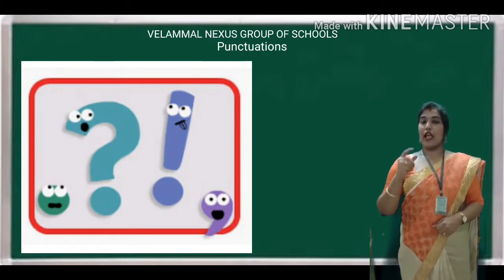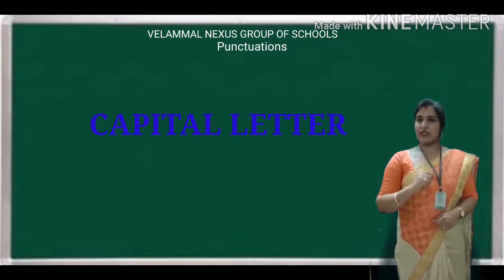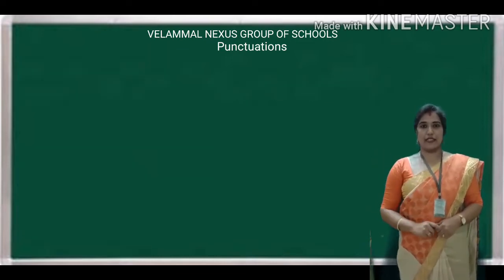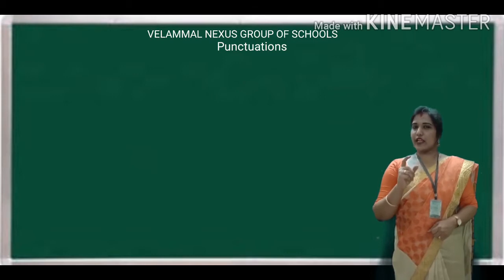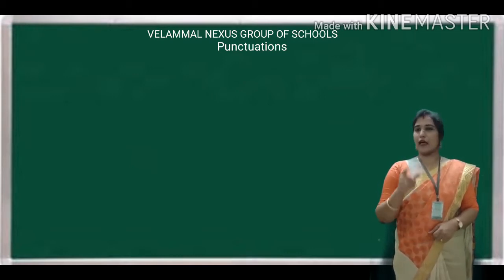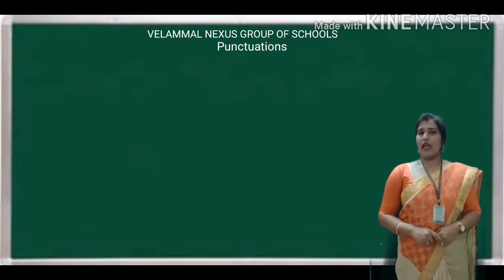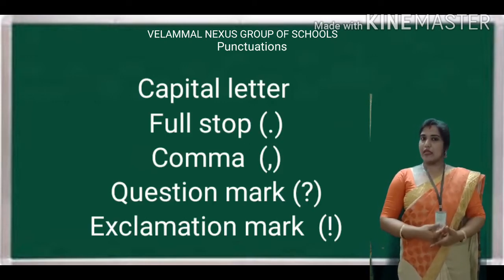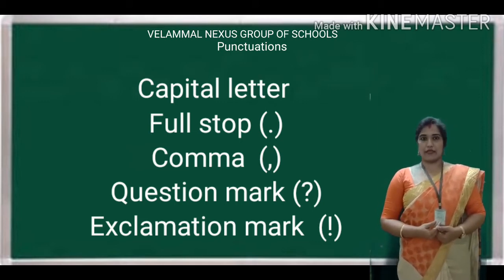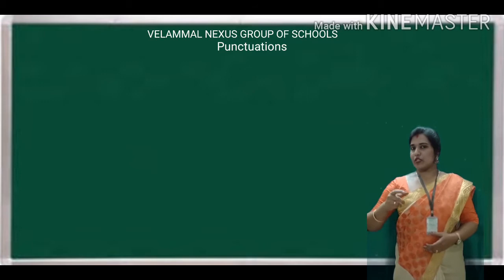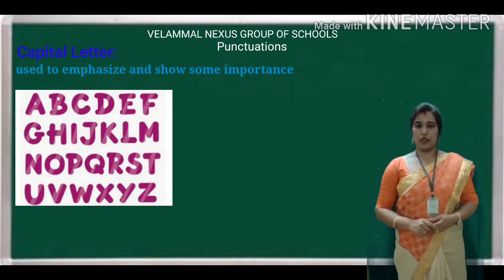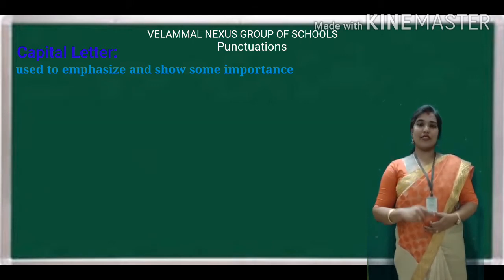Okay children, so every sentence should include a capital letter, full stop, comma, question mark or exclamation mark according to the necessity. Only these indications would make clear whether the sentence is complete or not. We have so many punctuation marks, but today we are going to see where to use the capital letter, full stop, commas, question marks and exclamation marks. Okay children, now we are going to see the capital letter. The capital letter is used to emphasize or to show some importance.